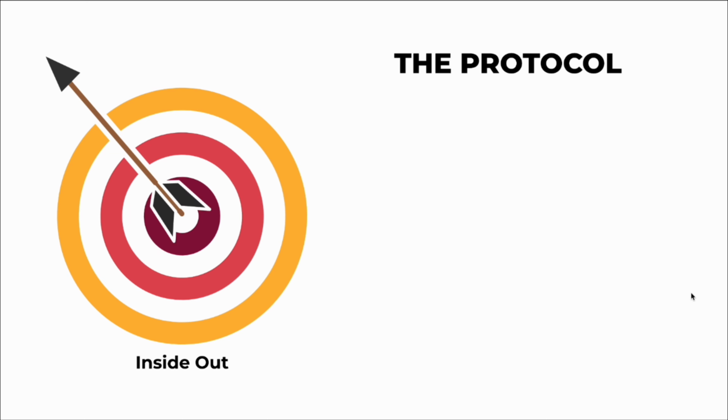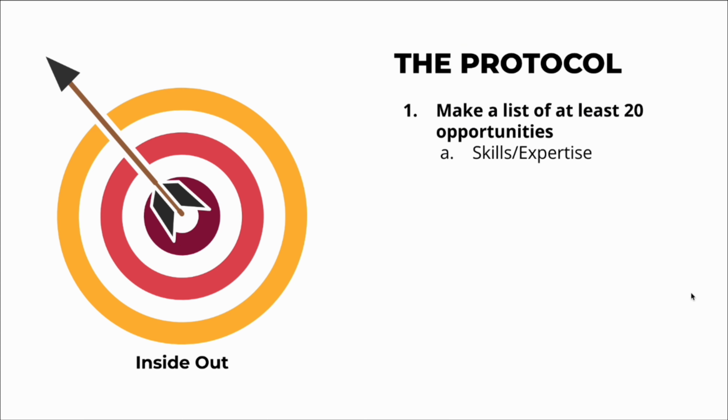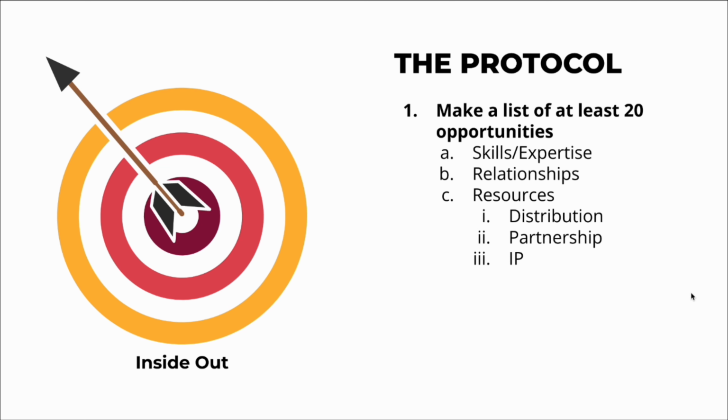This time you're going to make a list of at least 20 opportunities. And when I say opportunities, you're going to think about your skills, your expertise, what you're good at. You're going to think about relationships you have. Who do you know that you would love to work with, that you could maybe build an interesting business with? What co-founders could you have? And you're going to think about resources that you have, distribution channels, partnerships, maybe some intellectual property that you have.